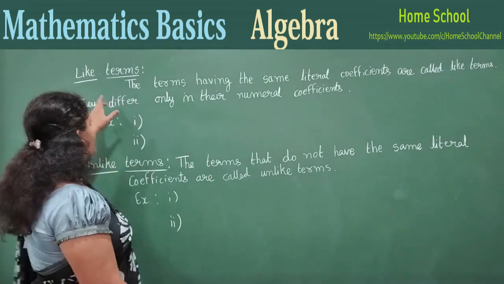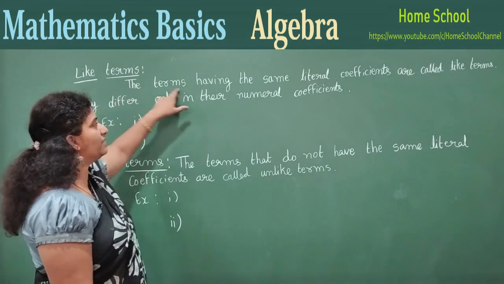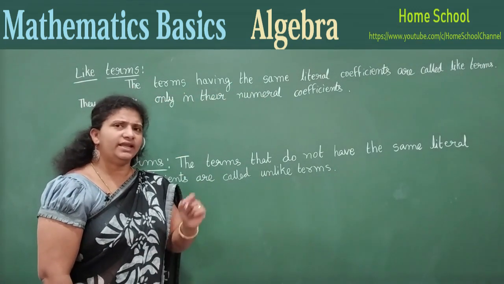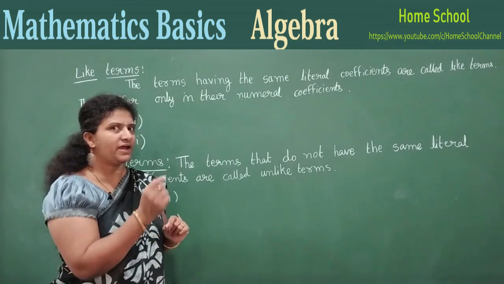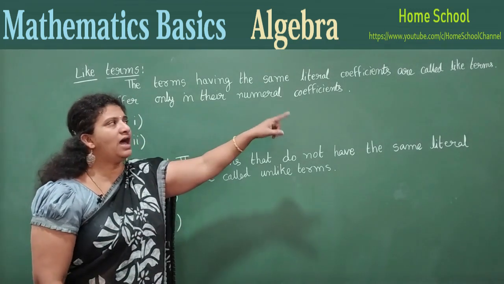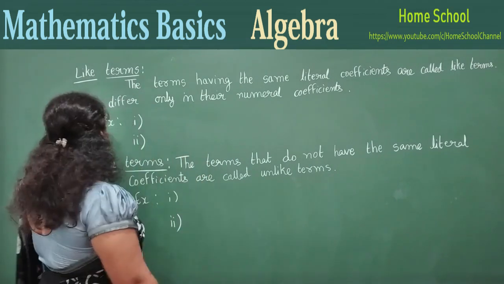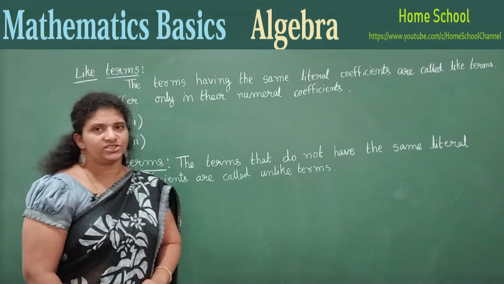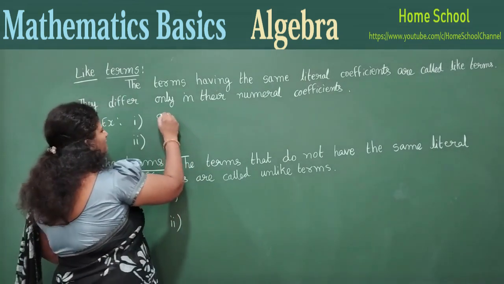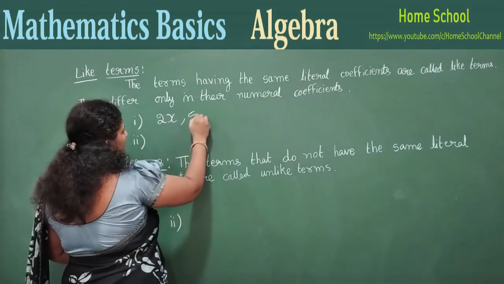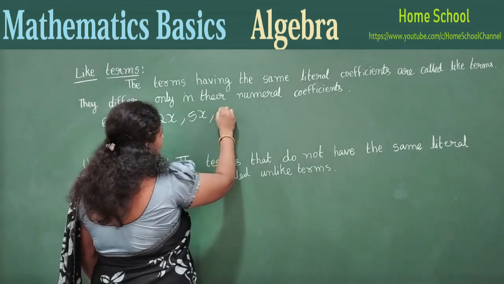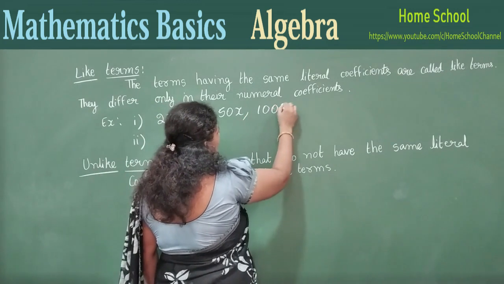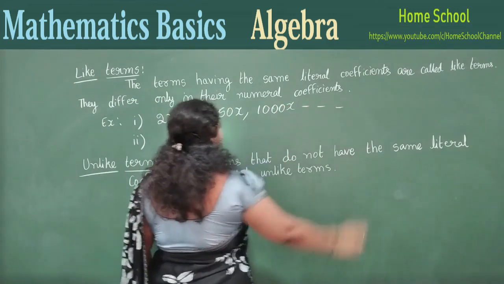How can we say like terms? The terms having the same literal coefficients are called like terms. Literal coefficient means algebraic coefficients. They differ only in their numerical coefficients. Example: 2x, 5x, 50x, 1000x, and so on.